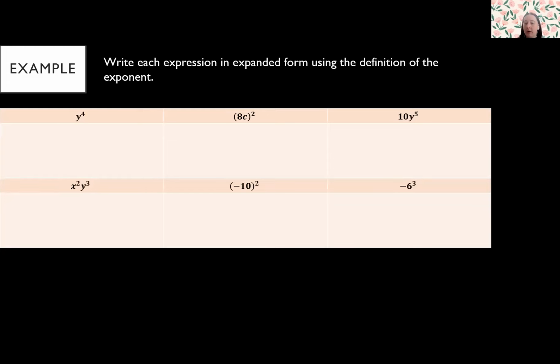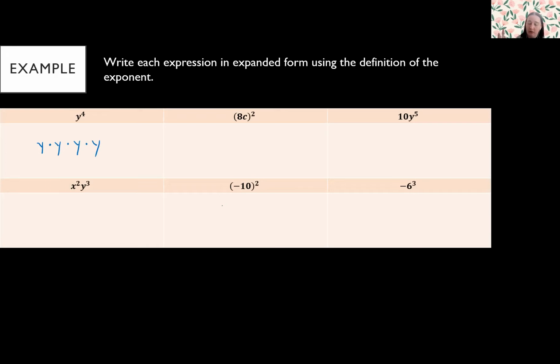So now we're going the other way. We're going to write each expression in expanded form. So that means instead of keeping it as an exponent, you're going to write it as the repeated multiplication. So we're using the definition of the exponent to do this. So we start with y to the 4th. So that means that we have y multiplied 4 times. So that's going to be y times y times y times y. So I have 4 of them multiplied together. So that is expanding out that exponent.